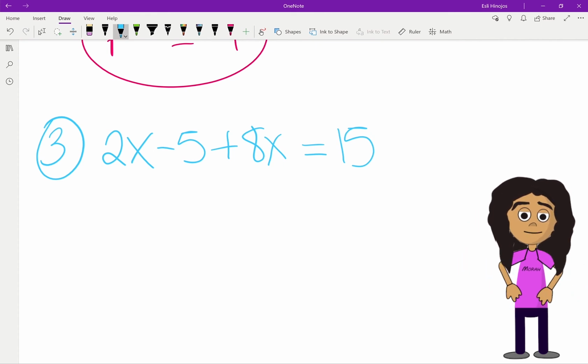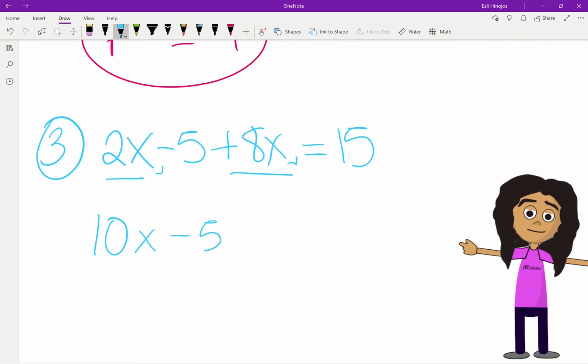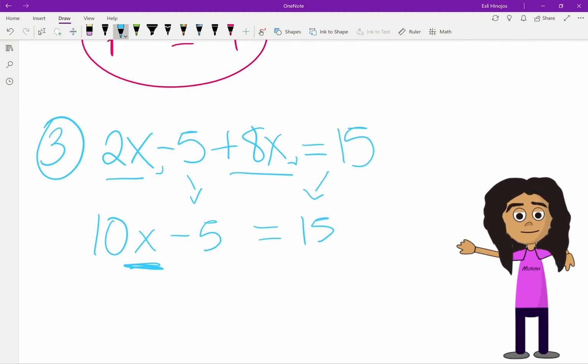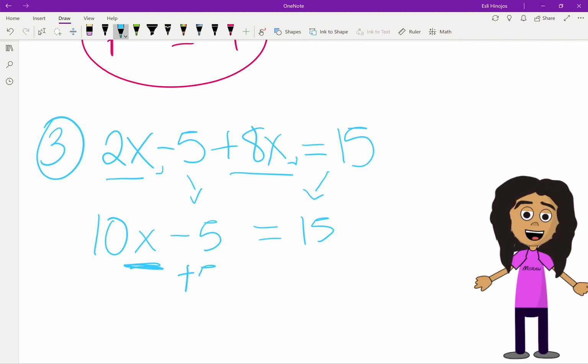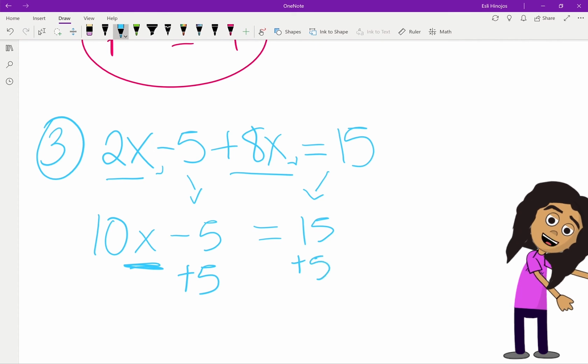Alright, so once more, remember, first step, combining like terms. 2x plus 8x equals 10x, and they have the x, so we gotta write that x. Minus 5, we're just bringing it down, equals 15, we're just bringing it into our new equation. And what's our objective? That's right, we're gonna find what x equals. So let's get rid of that 5. And what happens? What we do to one side, what do we gotta do? Yes, we gotta do to the other side.